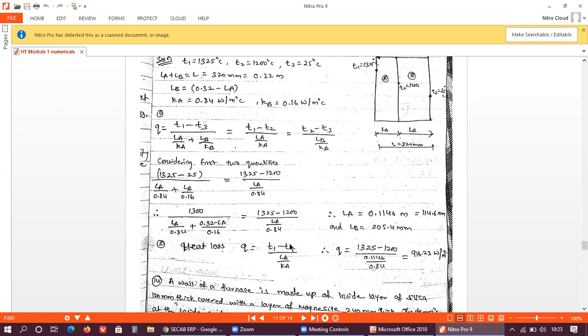So just substitute the values here. We have already calculated all this, the value of La is already calculated. Okay. So we can calculate this Q, you will get 916.23 watt per meter square, right? यहाँ पे area नहीं दिया है, so that's why it is watt per meter square. Area is not given here in this problem. Okay.